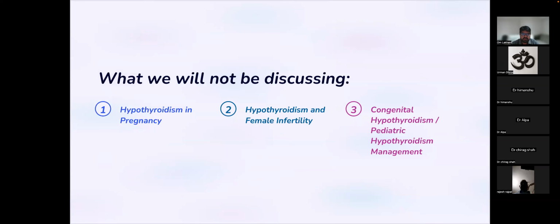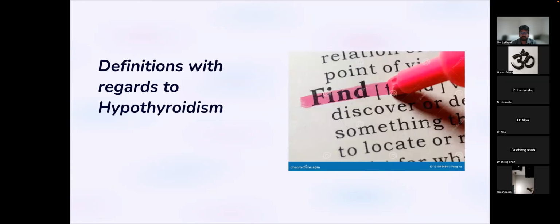What we'll not be discussing: hypothyroidism in pregnancy, because it's a separate and complex topic in its own right. We'll not be discussing female infertility. That's again a separate topic in itself. And we'll not be discussing pediatric or congenital hypothyroidism management. If anybody is interested, we can have future talks on all these three topics, but they are not the features of today's topic. Our topic will be routine hypothyroidism cases, and there are a lot of other nuances to that also.